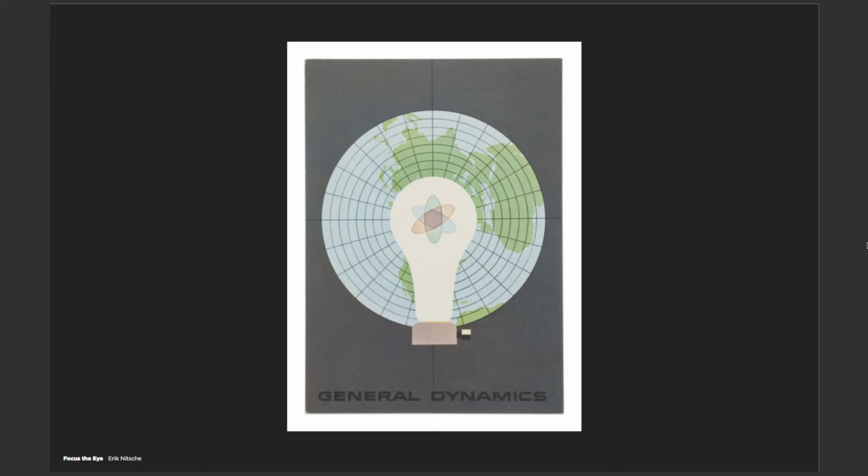This poster for General Dynamics by Eric Nietzsche is another great example. There's some different elements happening here, including an earth, a light bulb, and an atom, but the designer decided to stack those elements on top of each other instead of separating them. You can imagine that if the light bulb, atom, and earth were in separate corners of this design, it wouldn't have the same effect. But by layering them, it creates that really strong point of focus that is ultra engaging.